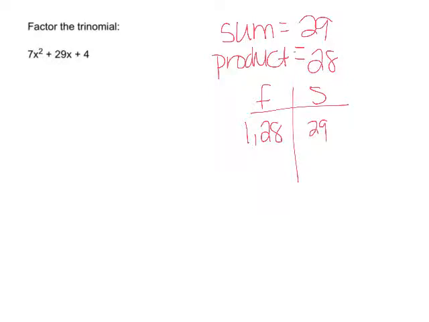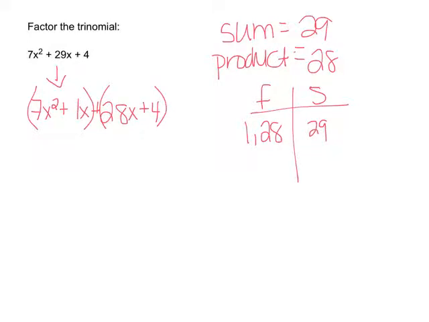So I'm going to rewrite my trinomial to say 7x squared plus 1x plus 28x plus 4. I can use my grouping method. So I'm going to factor out an x from my first one. So I get x times 7x plus 1. And I need 7x plus 1 again in my parentheses. So right here I'm going to factor out a 4. So I'm going to have plus 4 times 7x plus 1.